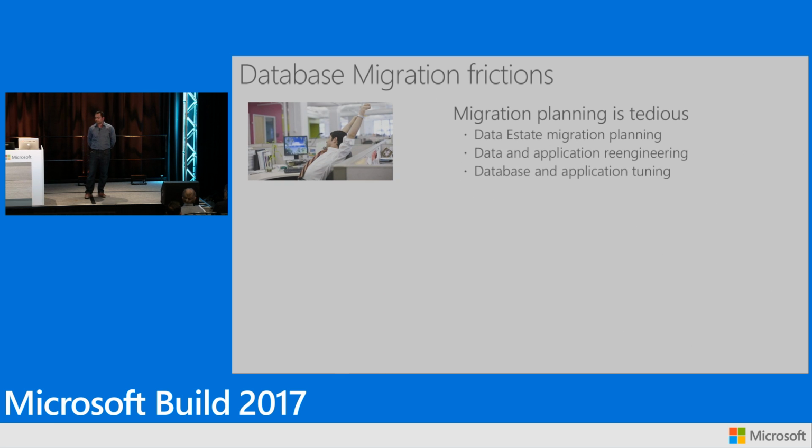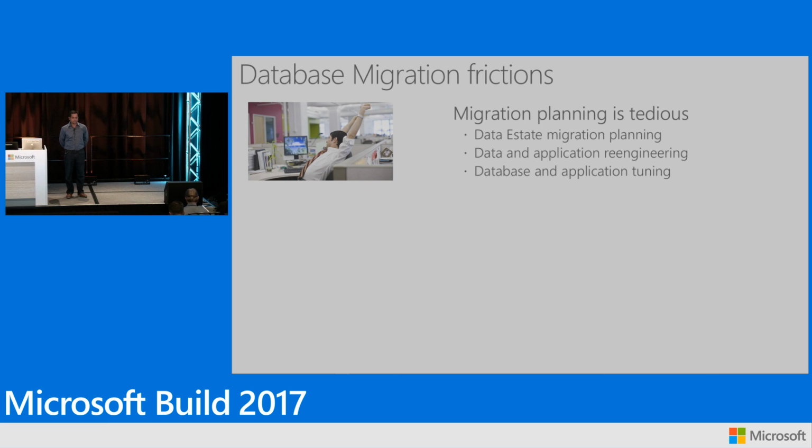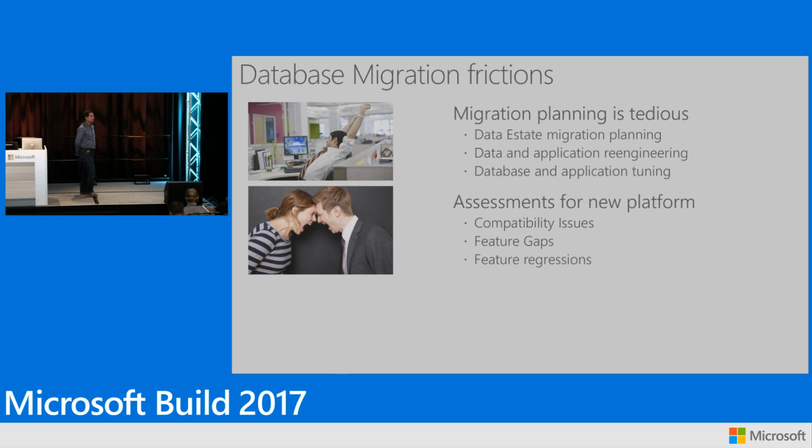So what are they? The first and foremost is planning. Planning is tedious. Now, I'm not talking about planning for 1 or 5 or 10 database movements. When you have 100, 400, or 1,000 instances that you want to move, how do you make the planning for such a move happen? You have to think about the application re-engineering that might be needed, database and application tuning that might be needed. You have to have deeper insights when you are thinking about betting your farm on this. What are those deeper insights?